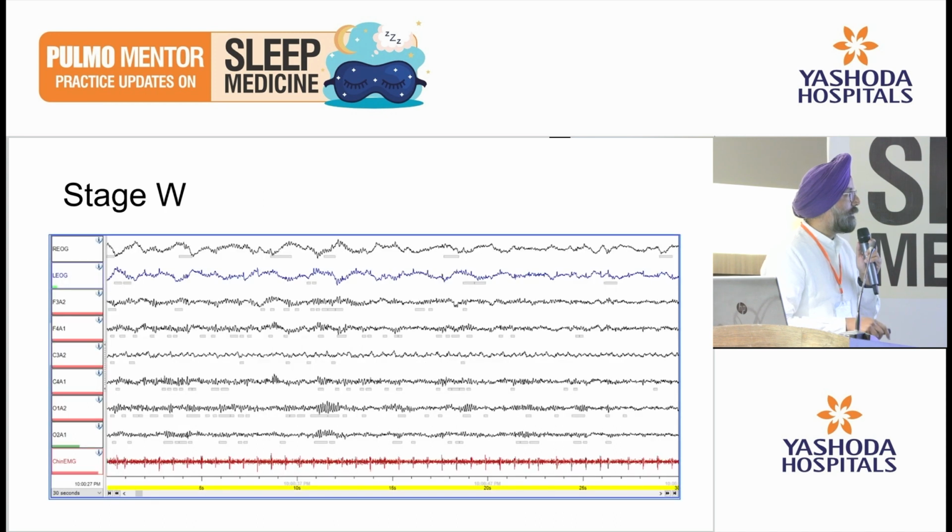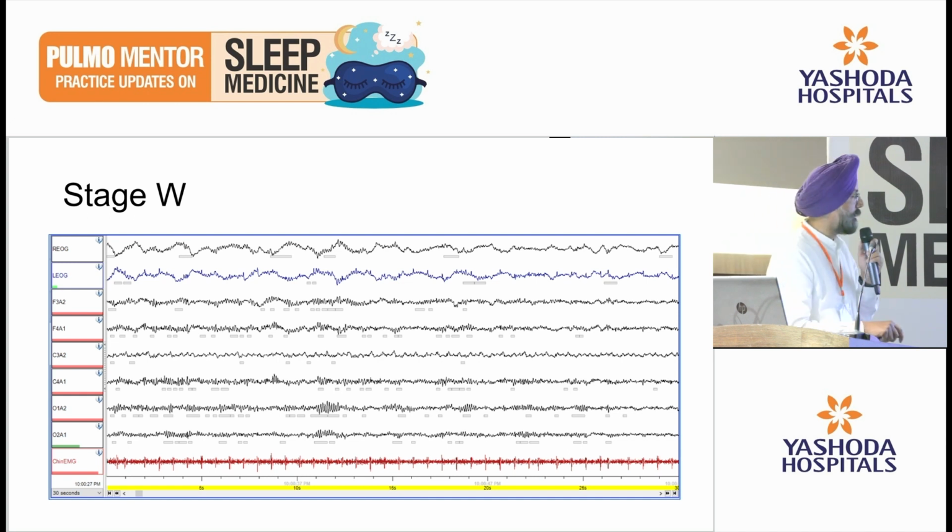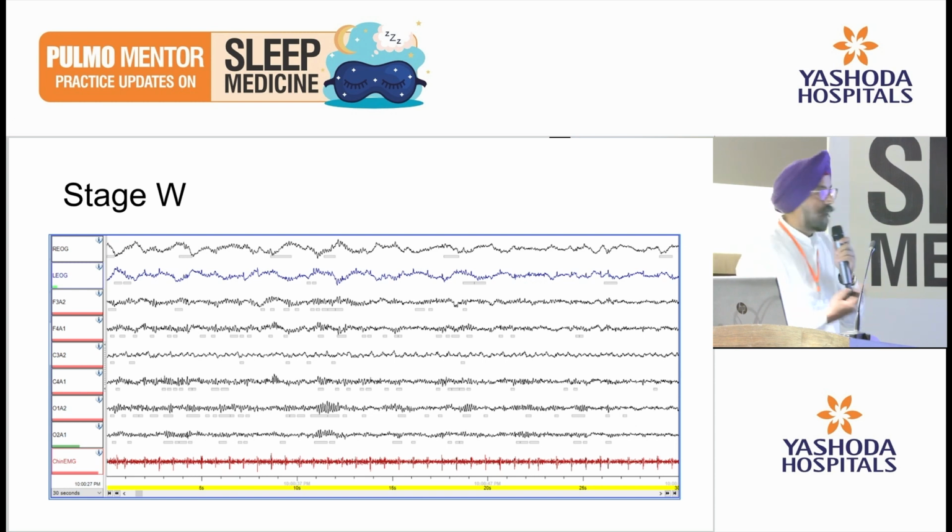Now for sleep staging, the main criterion for wakefulness is the presence of alpha waves for more than 15 seconds in the occipital leads. If you see in this epoch, in the occipital leads, I have these alpha waves for almost the entire 30 seconds. So if alpha waves are present for more than 15 seconds, we score this kind of epoch as stage W. This is the most essential criterion. Rapid eye movements and eye blinks may be present, but they are not essential. The most essential criterion is alpha waves present for more than 15 seconds.